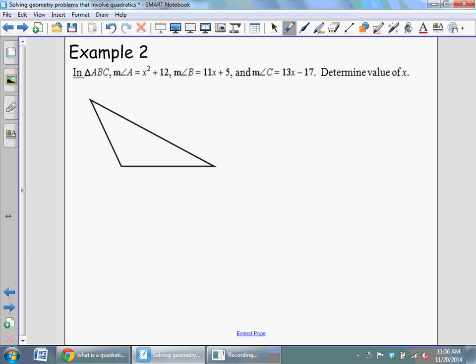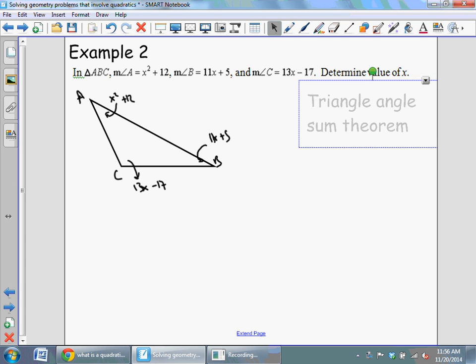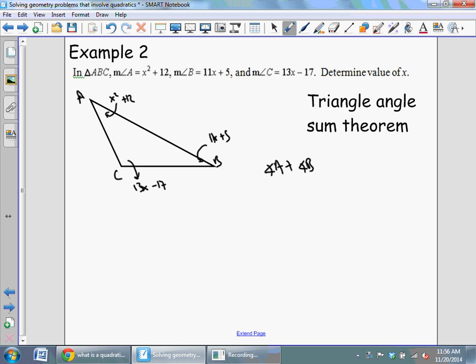So we have a triangle. A, B, and C are the vertices. This is not drawn to scale. It says angle A is x squared plus 12. It says angle B is 11x plus 5. And it says angle C is 13x minus 17. And it says determine the value of x. So we're going to need the triangle angle sum theorem because all of these angles are inside the triangle. So that means angle A plus angle B plus angle C should add up to 180.